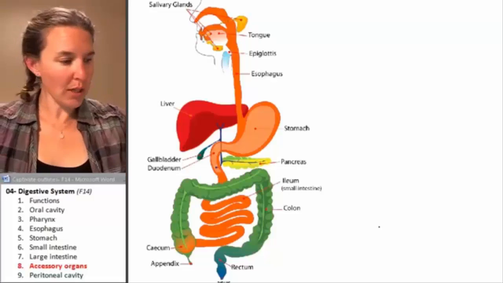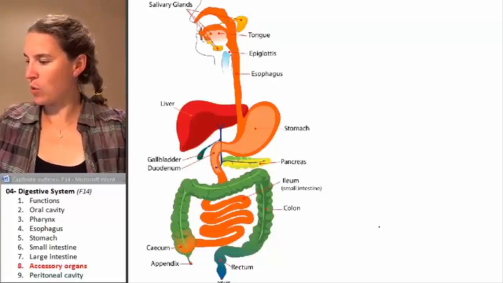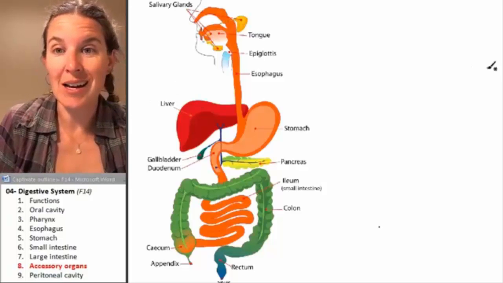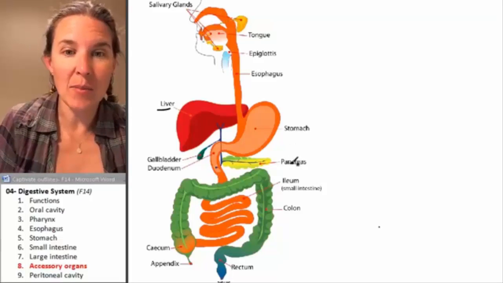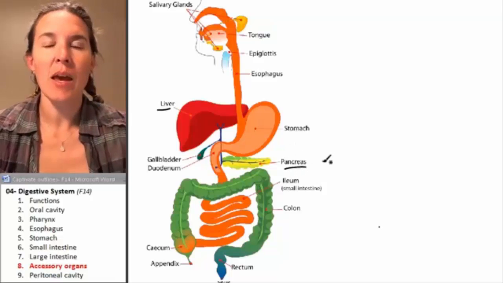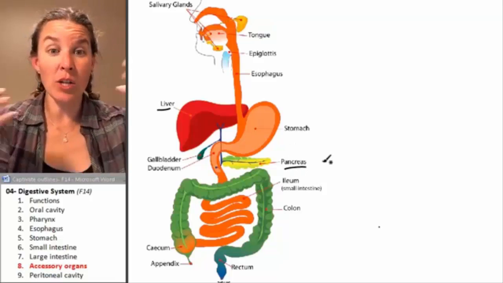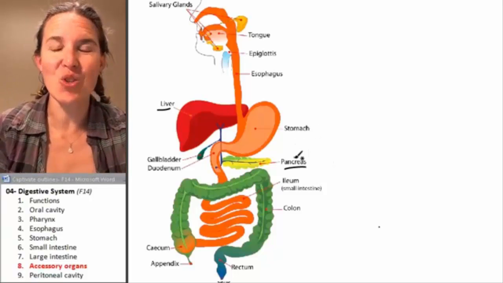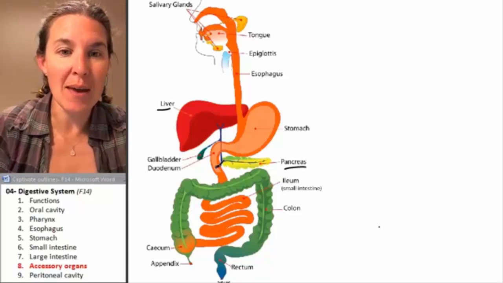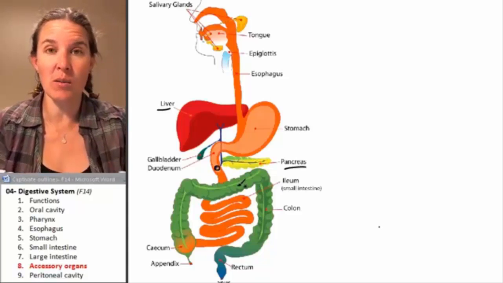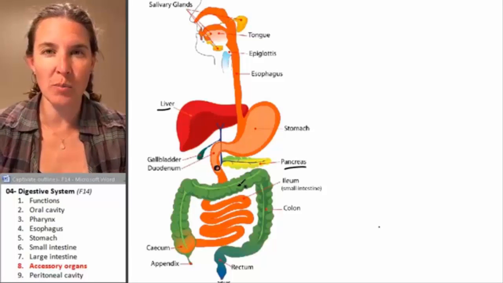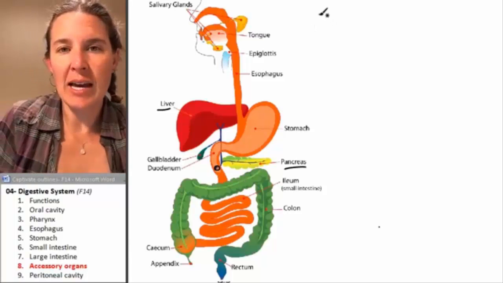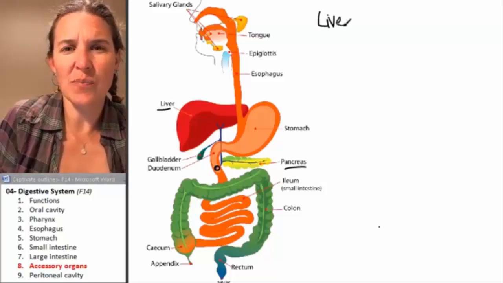Now, there's 2 accessory organs that we're going to explore, and they are the liver, which is right here, and the pancreas, which is right there. And we already talked about the fact that all of our digestive juices are dumped into the duodenum, and it's true. They both empty into the duodenum through a structure called the duodenal papilla. So let's look really briefly at what do they do?